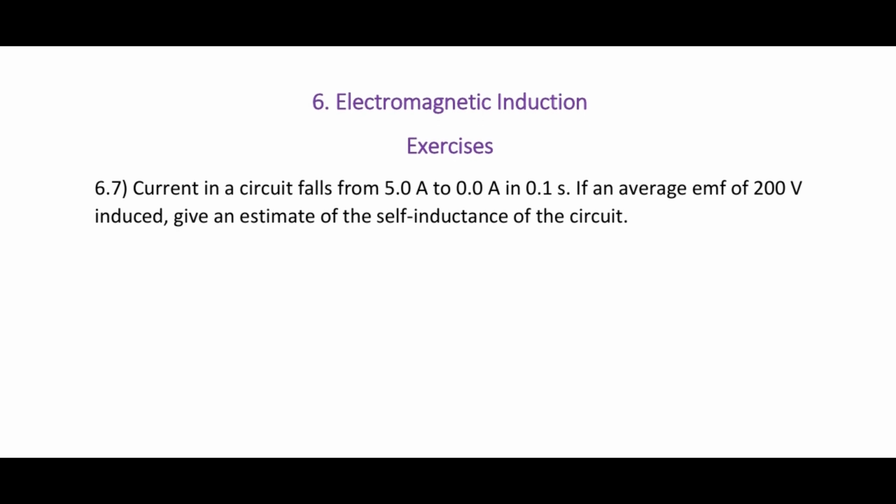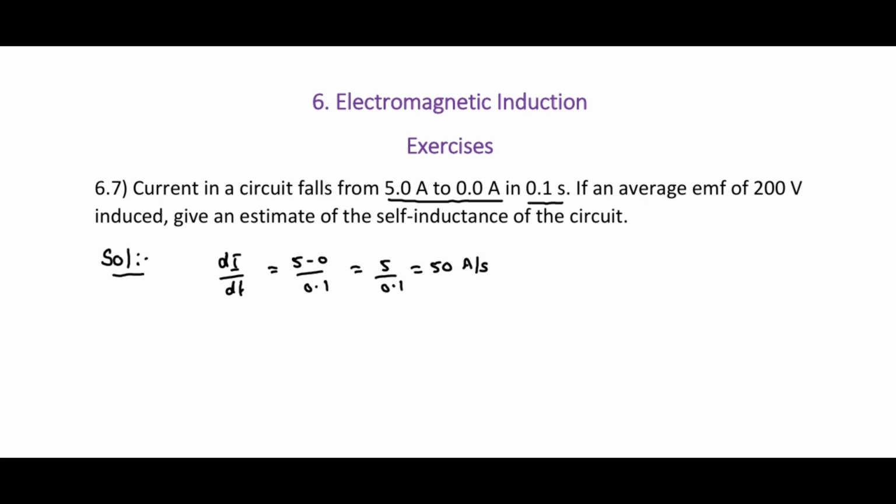Coming to 6.7. Current in a circuit falls from 5 ampere to 0 ampere in 0.1 second. If an average EMF of 200 volt is induced, give an estimate of the self-inductance of the circuit. Here, di by dt is nothing but 5 minus 0 divided by 0.1. That is 5 by 0.1, 50 ampere per second.